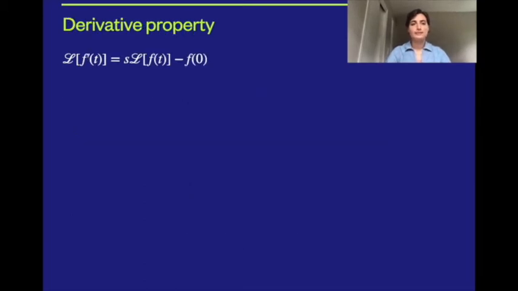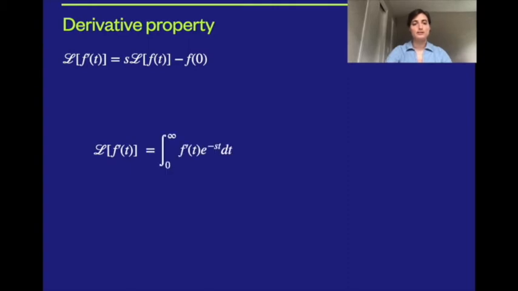Let's also look at properties involving the derivative of a function. So the Laplace transform of a derivative is equal to s times the Laplace transform of the function minus the function computed at 0. We're going to prove this as well.